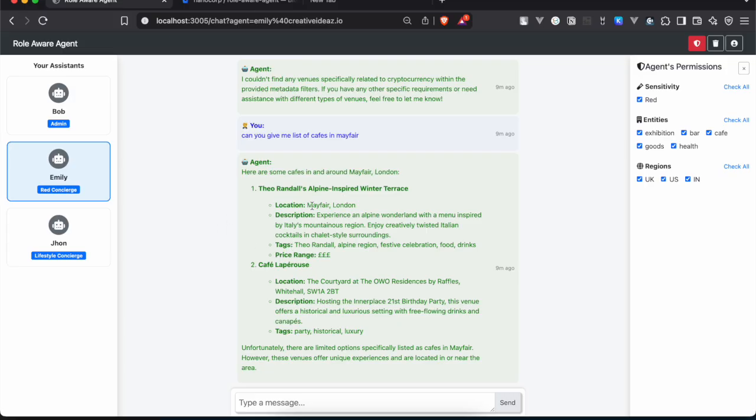So that was a quick demo to show you how the layering of these permissions works on the user level and on the agent level, and how both can be applied to LLMs to pull out the data. Thanks.